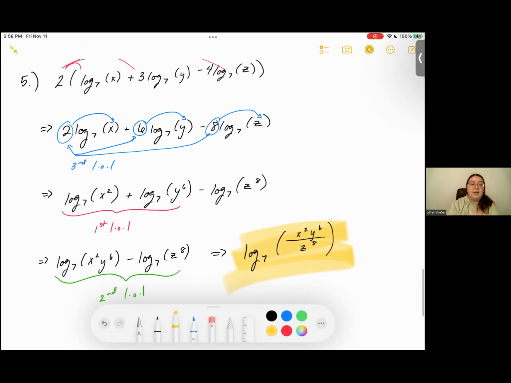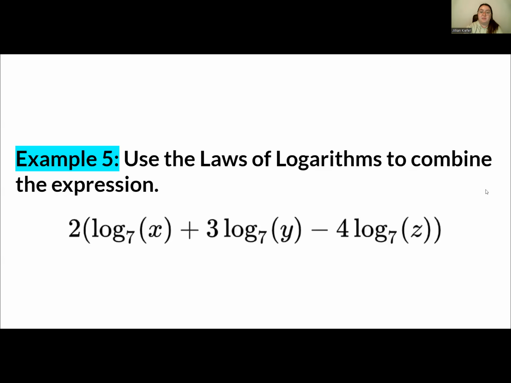We saw we took an expression that had three separate logarithmic terms with coefficients in front. We turned them all into exponents, combined all the logarithmic terms so that we finally have one final logarithmic term, which is our answer here. So, all right, that wraps up example 5. Let's go ahead and go back to our review slides. All right, that was example 5.